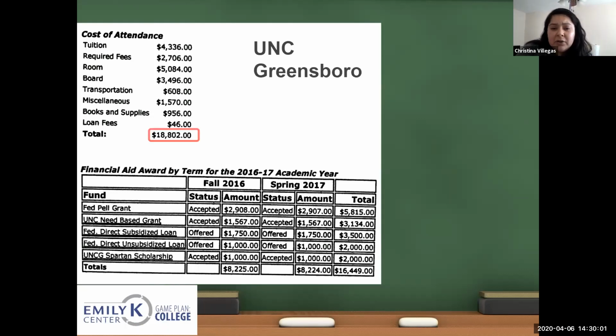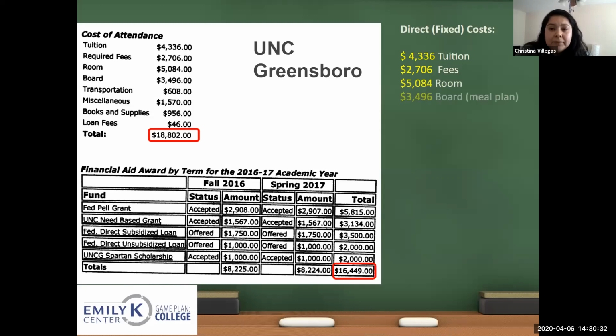So I'm just going to go quickly over the total amount, which total cost of attendance for this year of 2016 to 17 was $18,802. My total financial aid that this student was receiving was $16,449. And now let's look at our direct costs. So we can't just take this at face value. We have to do direct costs and see what our bill will be. So that's tuition, fees, room, and board. And so my direct cost totals $15,622.